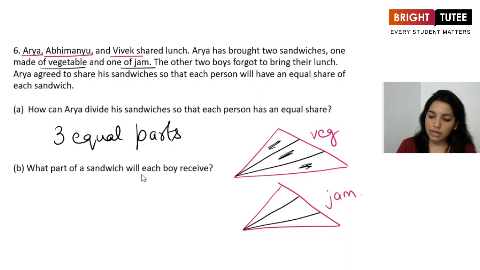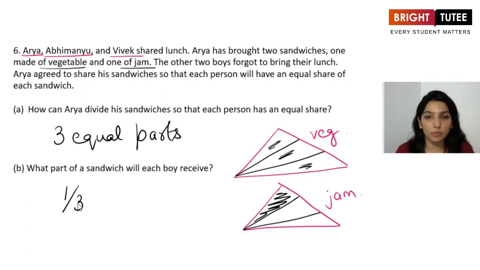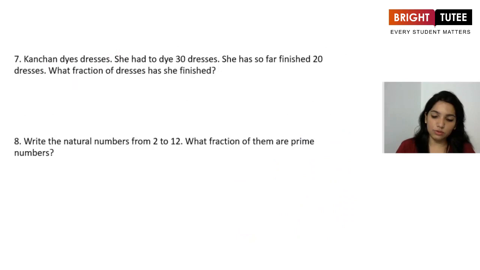What part of the sandwich will each boy receive? Each boy will receive 1 part of the sandwich. So 1/3 part of the sandwich each boy will receive. So we can write 1/3 part. Okay. Now moving to the next question.